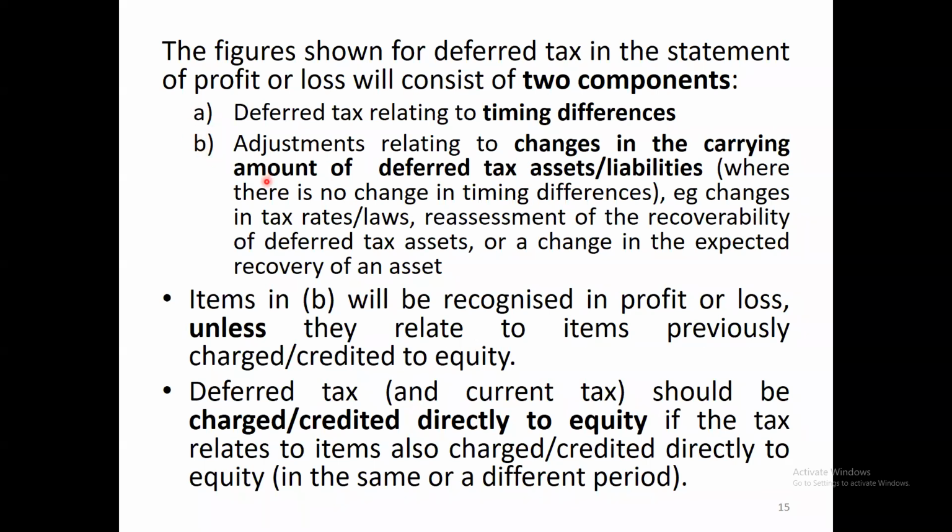In B, we do not consider timing differences. We consider changes other than timing differences: changes in tax rates and laws, reassessment of recoverability of deferred tax assets, or a change in the expected recovery of an asset. So item B will be recognized in profit or loss unless it relates to items previously charged or credited to equity. So in the case of revaluation surplus, we cannot consider it here.